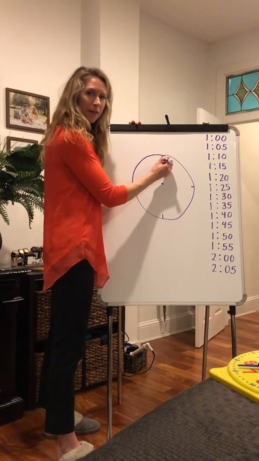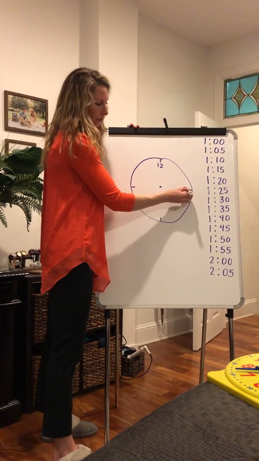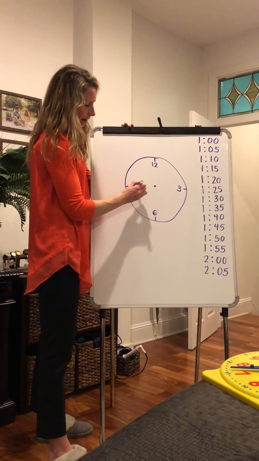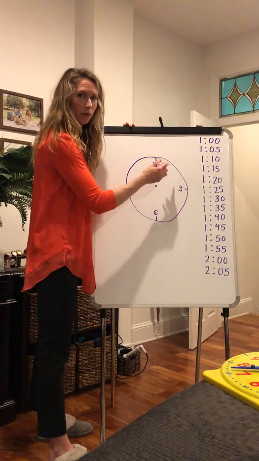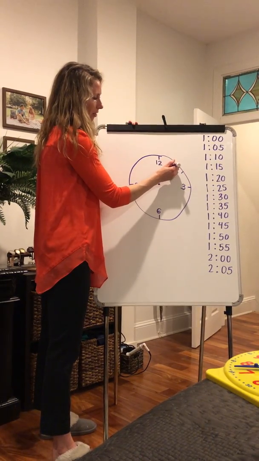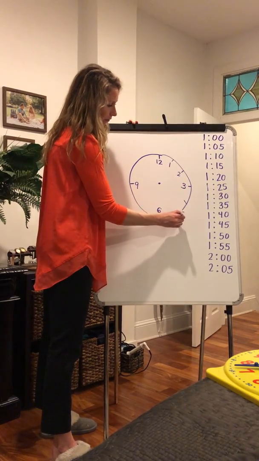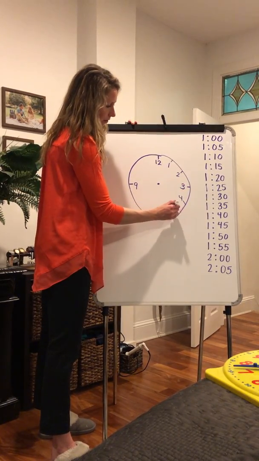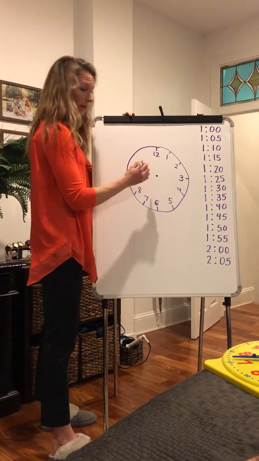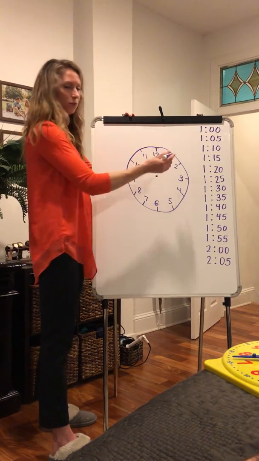And now what number goes at the top? 12, 3, 6, 9. Counts by threes. 3, 6, 9, 12. Good. So between each is two little hashes. 1, 2, 3, 4, 5, 6, 7, 8, 9, 10, 11, 12.